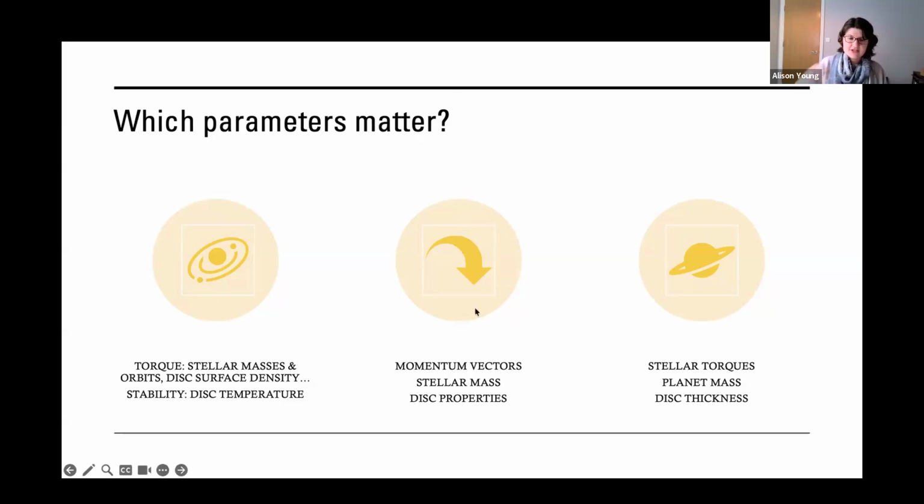If we're thinking about accretion and flybys, we need to think about what are the momentum vectors, how do they affect the orientation of the disk, as well as the disk properties. And if we have an embedded planet, then as well as the stellar torques, we need to think about what would the mass of the planet be to break it in half, and the thickness of the disk, because that also determines how much of a gap a planet can carve in the disk.